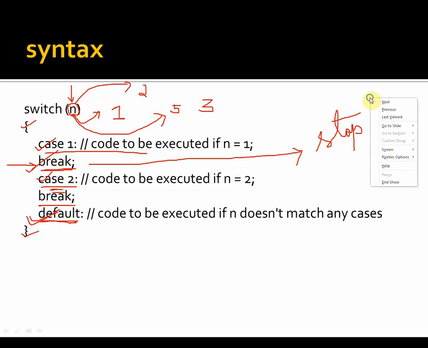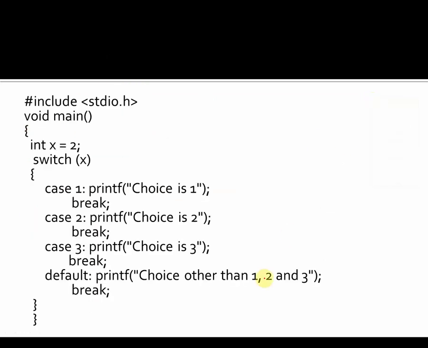Okay, so let us look at one example to understand this better. Over here you can see one full program is mentioned. This is the header file, your main function. Now let us declare a variable x, and say x is assigned a value 2. So x is having a value 2. Which means, for this switch statement, x will always take a value of 2. Always. That value will never change. It will always be 2 because it is initialized to 2.